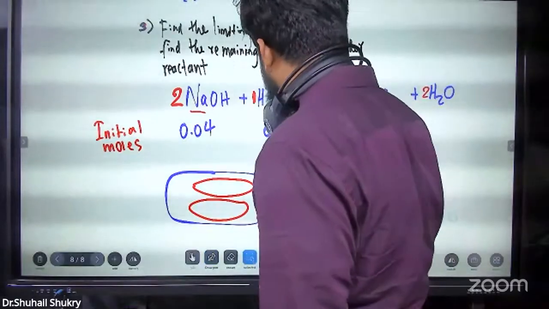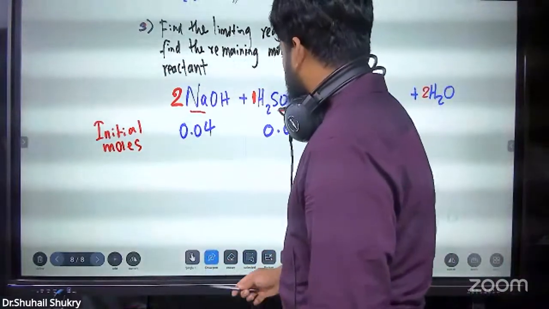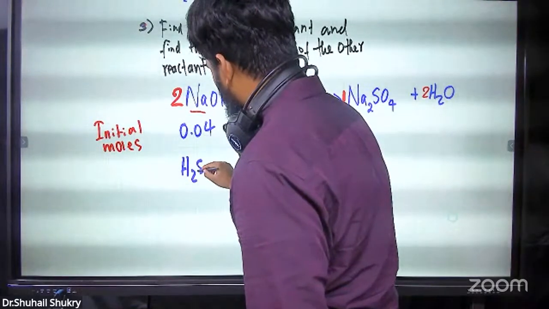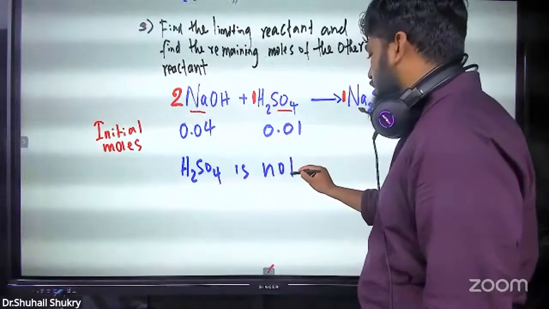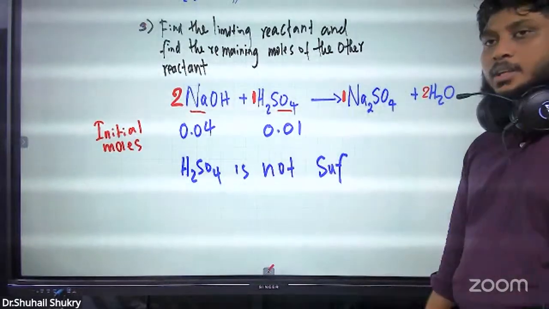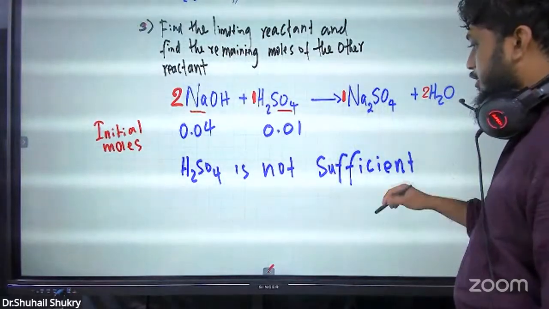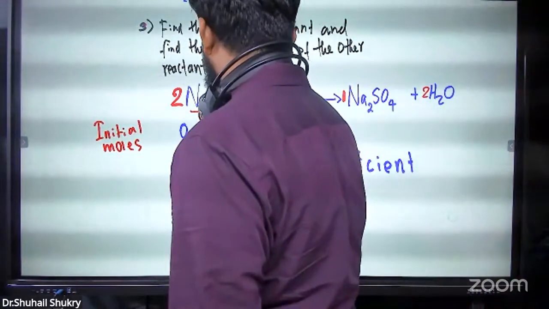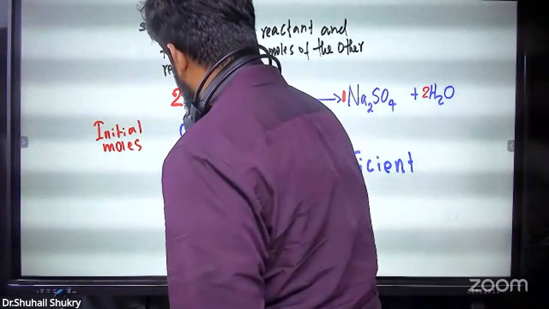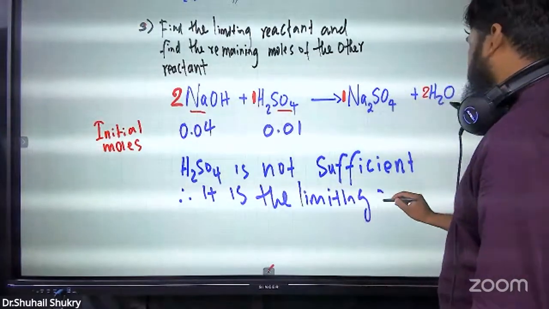Then this set is okay. Then next write the statement like this. Initial moles, we'll put a thing like this. H2SO4 is not sufficient. How do you spell sufficient? Tell the spelling. So how many F? H2SO4 is not sufficient. Therefore, it is the limiting reactant.